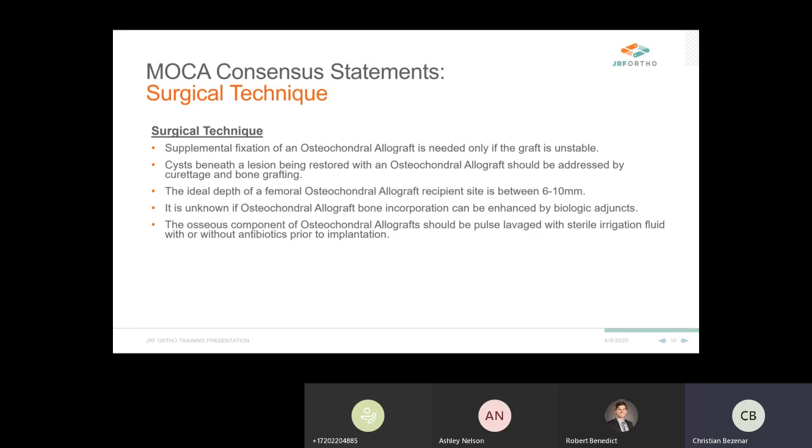This is a somewhat new concept in terms of the depth of the graft, but the consensus statement was that the surgeon should be shooting for an overall depth of 6 to 10 millimeters. That does include the cartilage. It is unknown at this point if biologic enhancements are positive in terms of increasing incorporation and bone healing, but it's definitely an area of interest for further study. And pulse lavage should absolutely be used prior to implantation of the graft, to make sure that any remaining blood, lipid, or bioburden from the donor is removed, to eliminate any inflammatory response and support the healing.